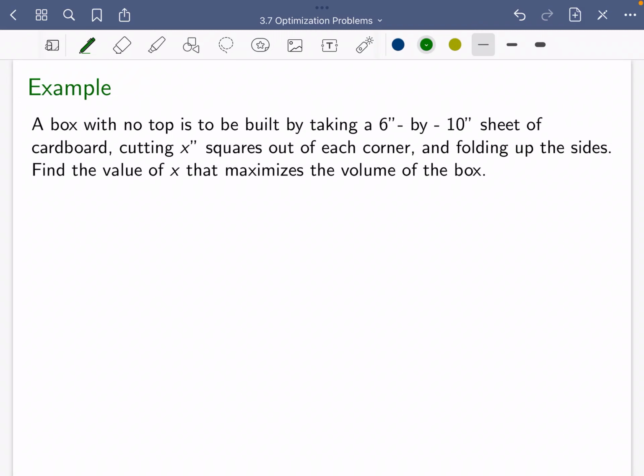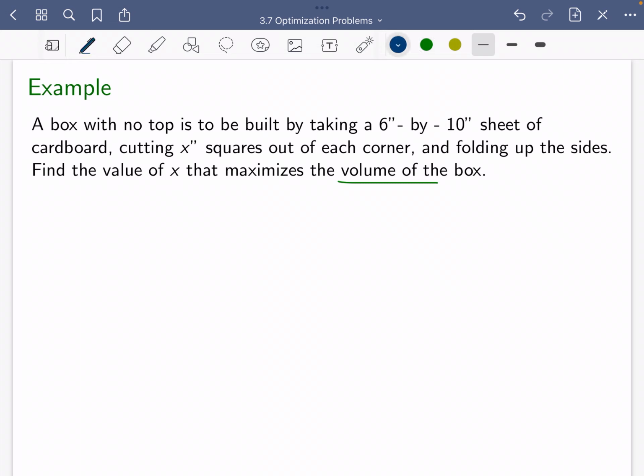In this video, we will look at a second optimization problem. So let's jump right in. Here we have a box with no top that is to be built by taking a 6-inch by 10-inch sheet of cardboard, cutting x-inch squares out of each corner and folding up the sides. Find the value of x that maximizes the volume of the box.